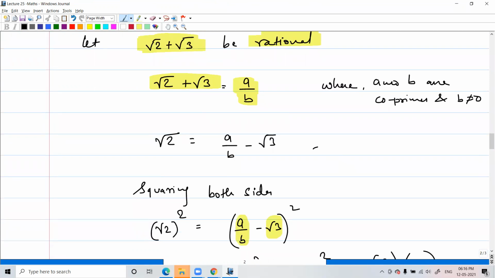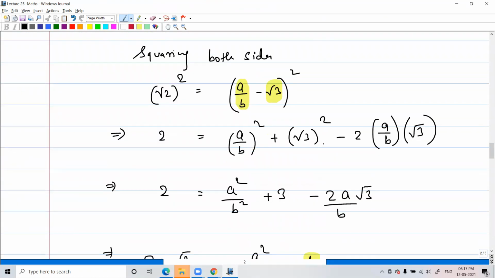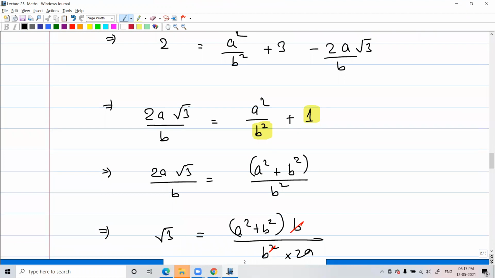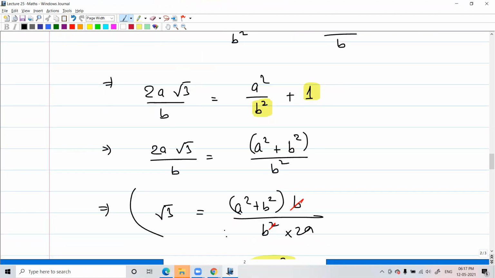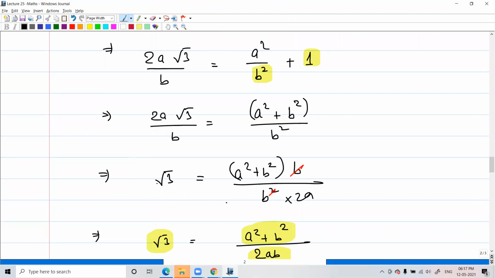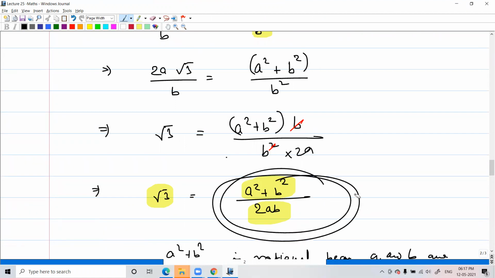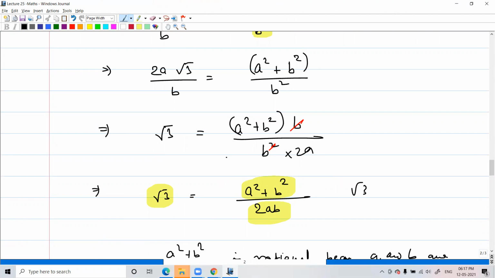And then after that, the strategy is exactly the same. Square both sides. Just be a little careful about calculations, using the (a minus b) whole square identity. And then, other than the irrational part, move everything to the other side. Whatever it is; in this question, it was (a square plus b square) by 2ab. In some other question, it may be something different, but whatever it is, it will be rational, unless it has some root terms over here. So just make sure there are no root terms over here. It should not happen.